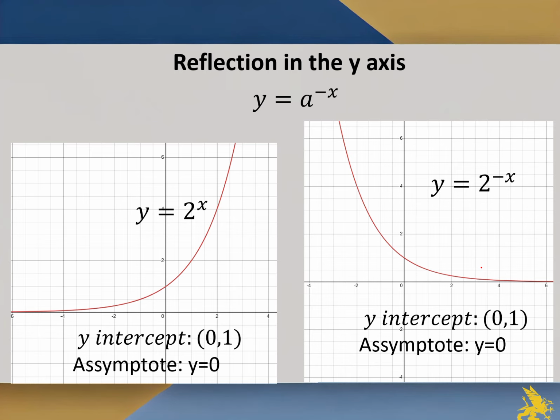Reflection in the y-axis, same thing, but to get a reflection in the y-axis, we need to be focusing on our x. So if we had x of 2, to make that negative, we just put a negative on it. So wherever our x is, we are putting a negative and it flips. Our intercept will be the same and our asymptote will be the same.